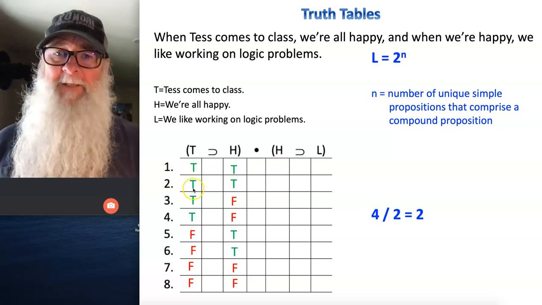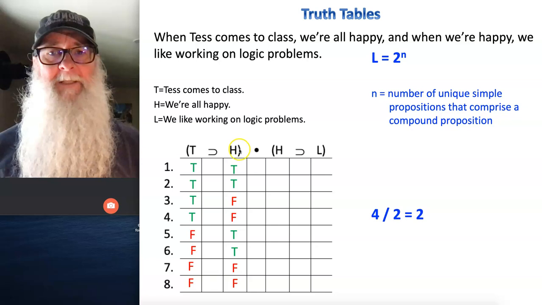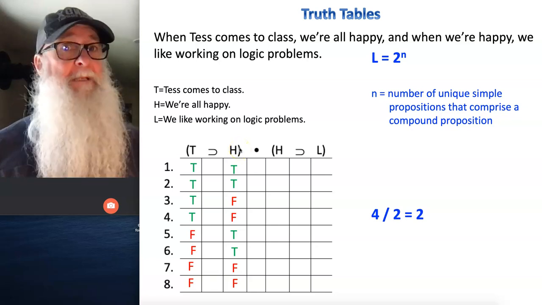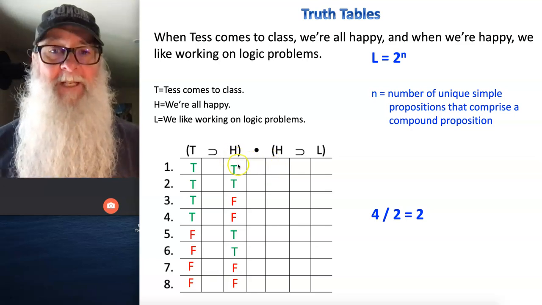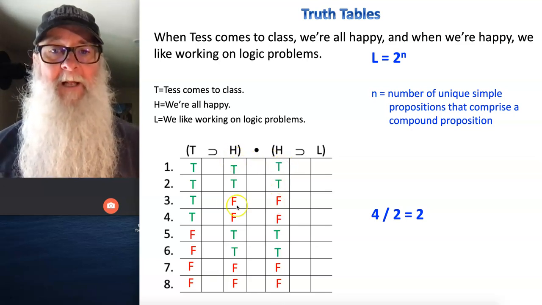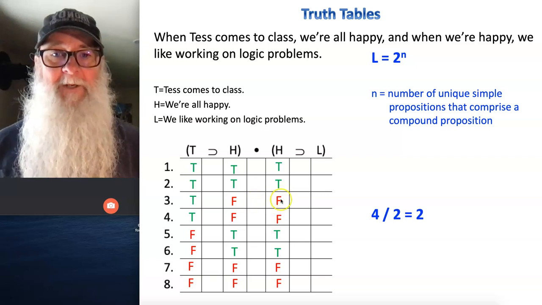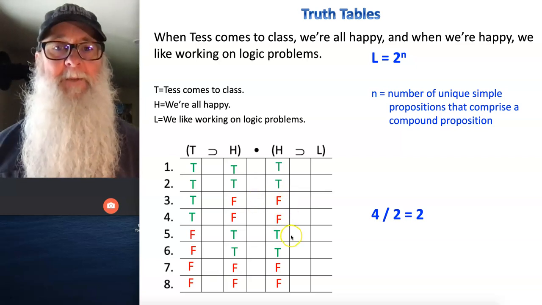Because if each one of these lines is a particular moment in time, and any given statement can be either true or false and never both, then when it's true here, it has to be true here as well. And when it's false on lines 3 and 4, it has to be false on lines 3 and 4 here as well, and so on and so forth.